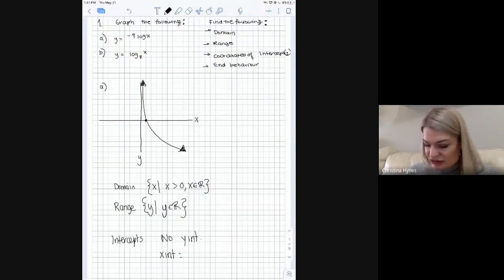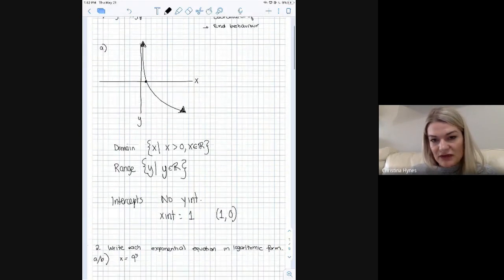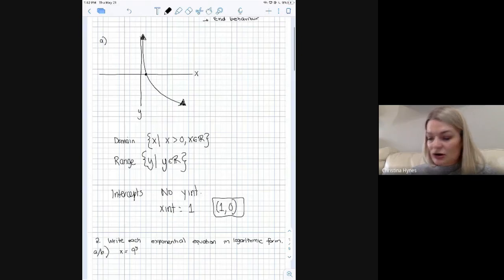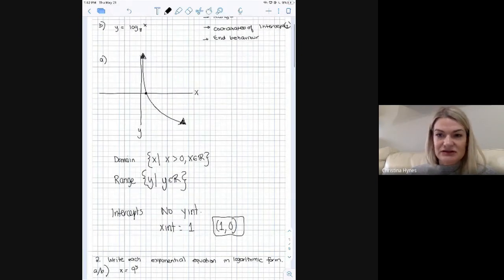So I'll prove that in the next question as well. All you have to do is put 1, but they do want the coordinates. So you do have to put (1, 0) for the x-intercept. I'll move that up just for you to see. So (1, 0), make sure you include the coordinates like that. And for the y-intercept, there are no coordinates because there is no y-intercept. So domain, range, intercepts, you should pretty much have the same answers for all the graphs.